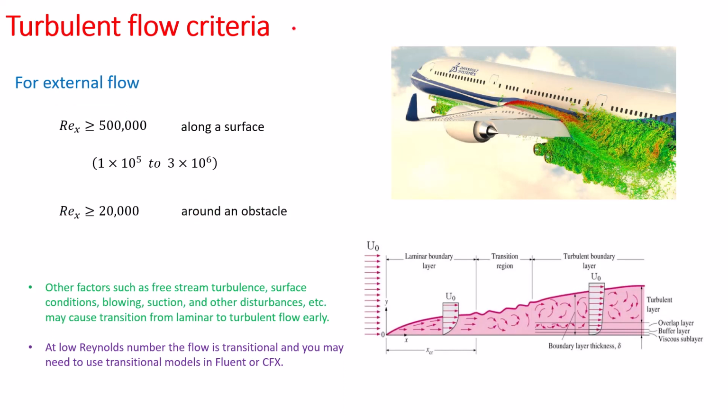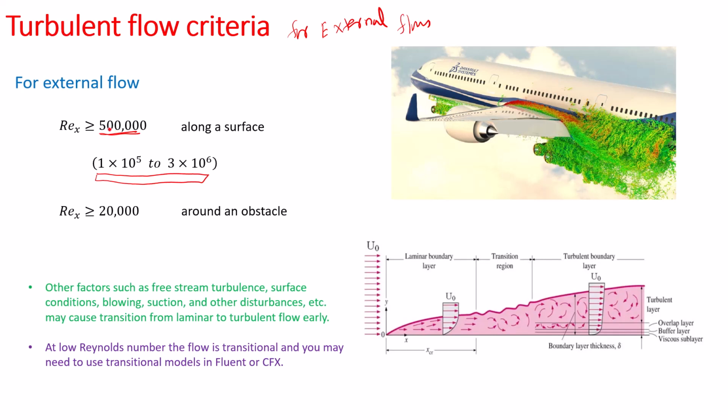The turbulent flow criterion for external flows, like the flow over an aircraft: one cutoff number is a Reynolds number greater than 0.5 million. This is along a surface, like a flat plate, aerofoil, aircraft fuselage, or aircraft wing. But the more accurate definition is whether the flow is laminar, turbulent, or transitional. So this is the cutoff number: anything greater than 500K is turbulent flow, and less than this number is laminar flow.